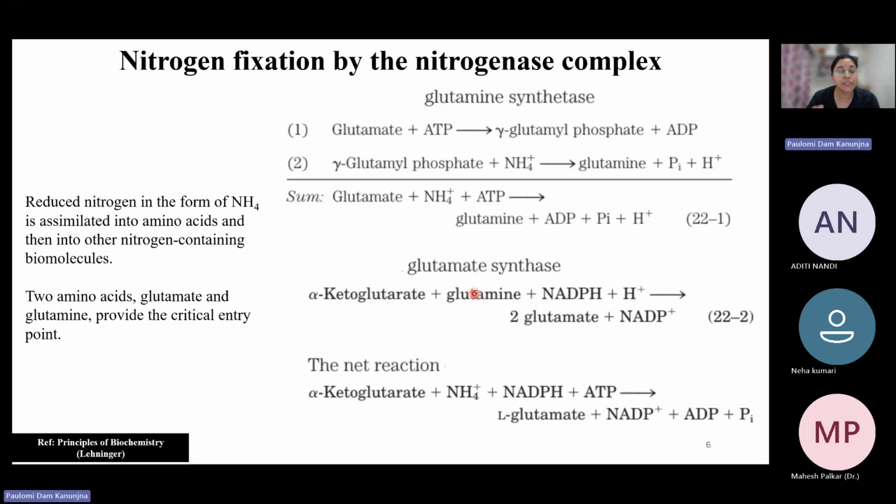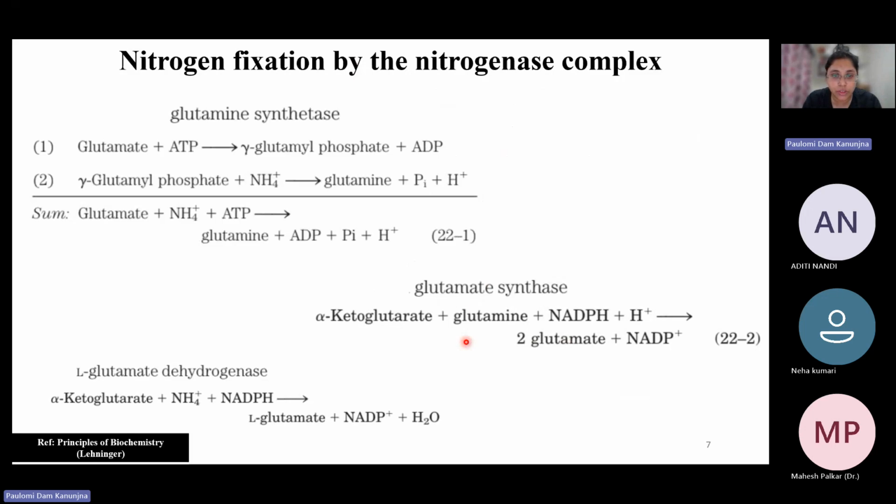Okay. Now let's look into ammonia assimilation. How is it being assimilated? The two amino acids, as I have said, glutamate and glutamine, provide the critical entry point. Among these also, glutamate is the source of amino group. Now, what are these amino acids important for? They are important for the amino group again. And among these, glutamate is a source of amino group for most other amino acids. And this is by transamination reaction.